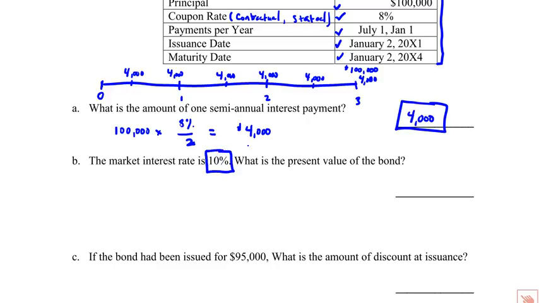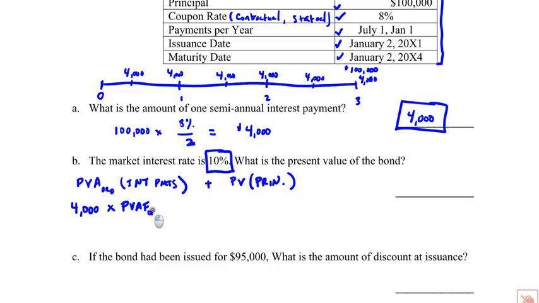Well, if you went back to the time value of money lecture, you know that when you have 2 sets of cash flows, if you take the present value of each, you can add them together. So we're going to take the present value of an annuity, it's an ordinary annuity, and this is just conceptually, of interest payments, plus the present value of the principal. So the present value of the ordinary annuity is 1 payment times the present value annuity factor, ordinary annuity.